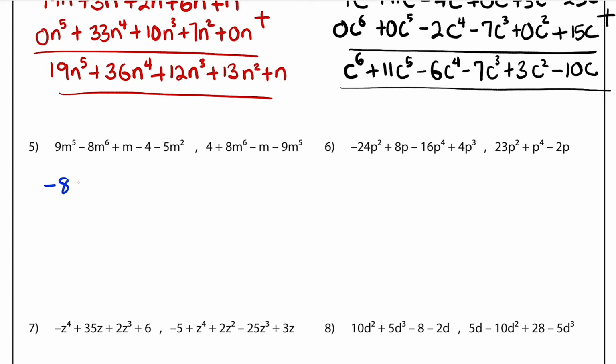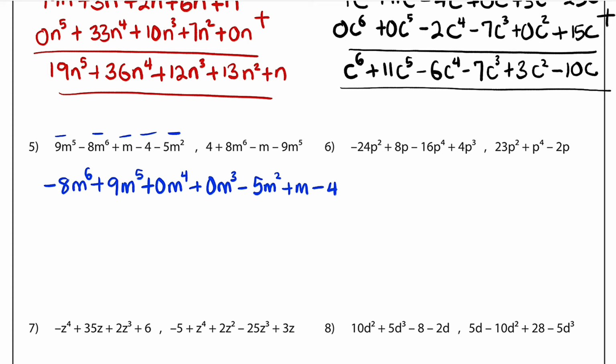We have negative 8m to the power of 6, followed by this plus 9m to the power of 5. Then we don't have a power of 4, therefore we can write 0m to the power of 4. We don't have a power of 3 as well. We can write 0m to the power of 3. But we have a power of 2, which is negative 5m to the power of 2. Then we have plus m. Then lastly, we have our constant, minus 4.